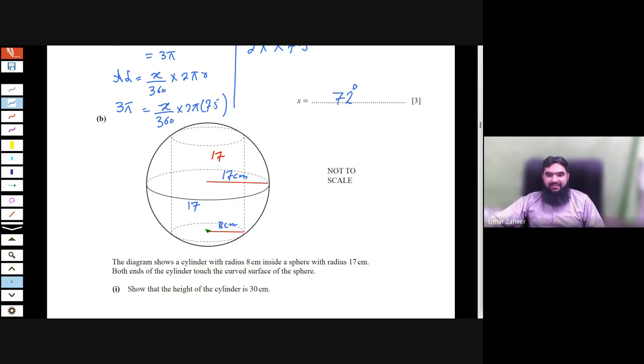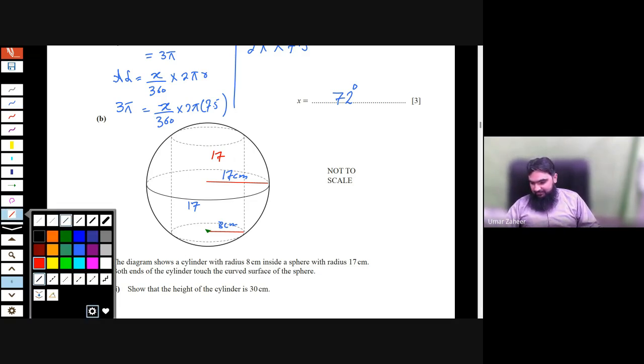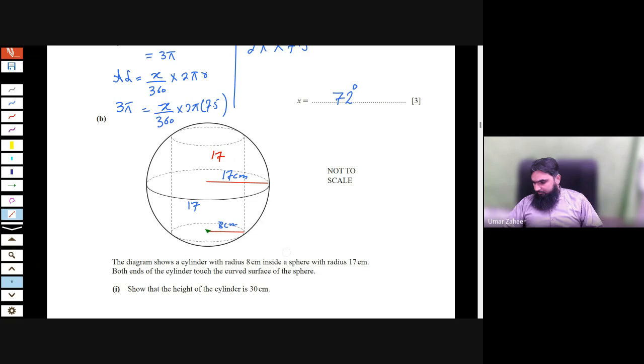Yes, everyone. Any idea? That's the interesting one. This height that we need to find. We don't have the value of this length. We have the value of this length.